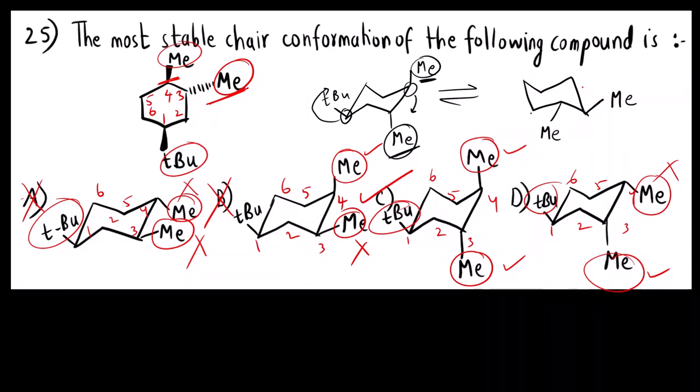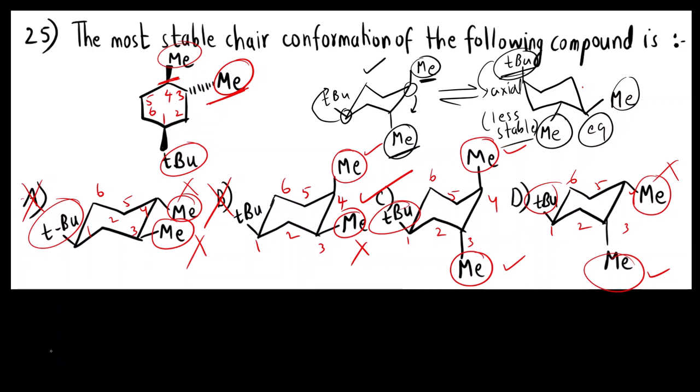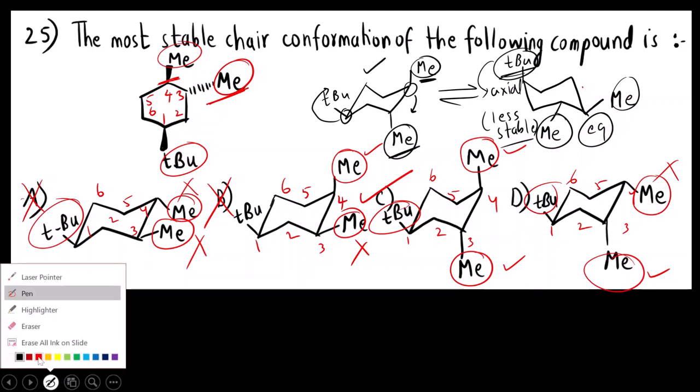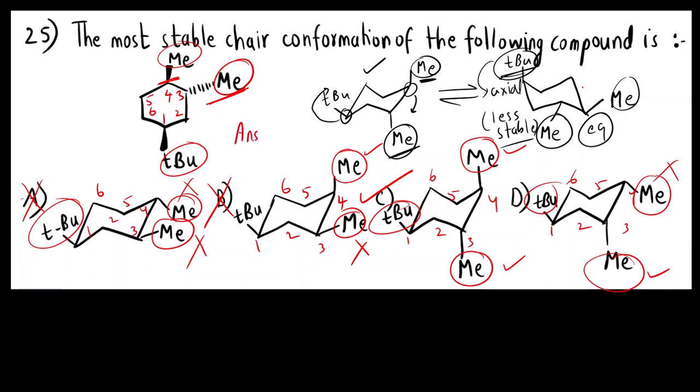So here, after methyl one carbon, there is tertiary butyl group which is above the plane. So this is at the axial position. Although both the methyls are equatorial, the bulkiest group is at the axial position, which will make this conformation less stable. So that is why this is the more stable conformation, and the correct answer is going to be option C. Correct answer is option C.